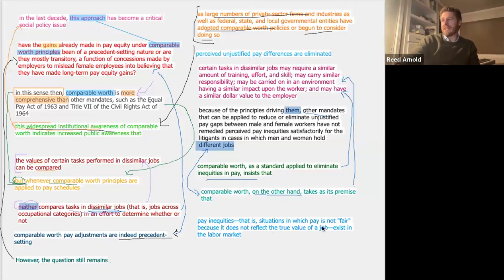Pay inequities, that is situations in which pay is not fair because it does not reflect the true value of a job, exist in the labor market. This might, I'm kind of uncertain. This might come after this green sentence. This widespread institutional awareness of comparable worth indicates increased public awareness that pay inequities exist in the labor market. That makes sense to me also. So that green might connect to this blue and not to the pink that I thought it would.